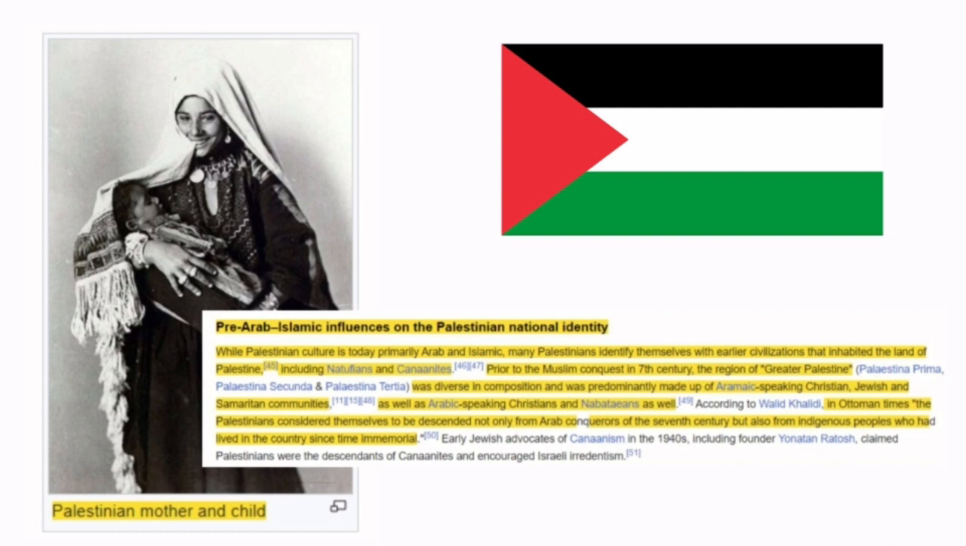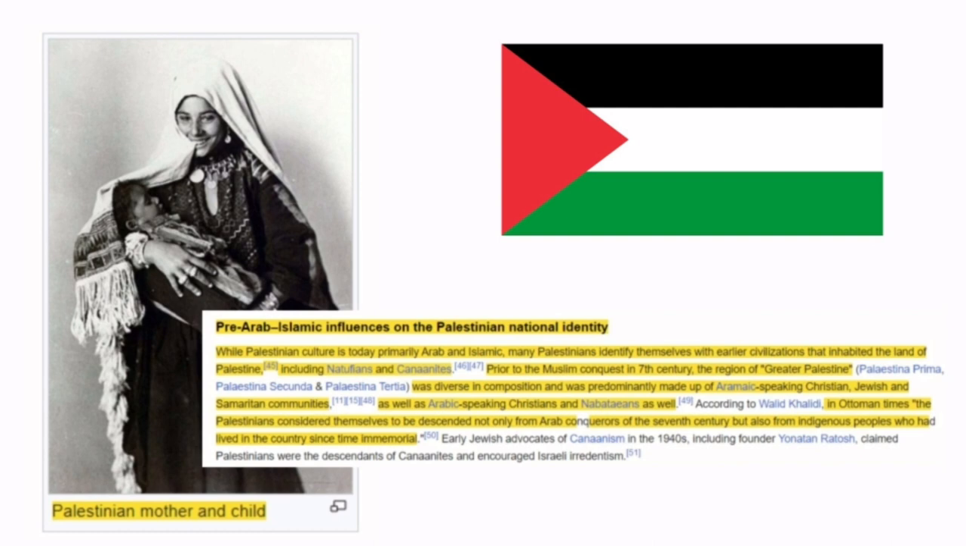Pre-Arab Islamic influences on the Palestinian national identity. While Palestinian culture is today primarily Arab and Islamic, many Palestinians identify themselves with earlier civilizations that inhabited the land of Palestine, including Natufians and Canaanites. Natufians are Canaanites.